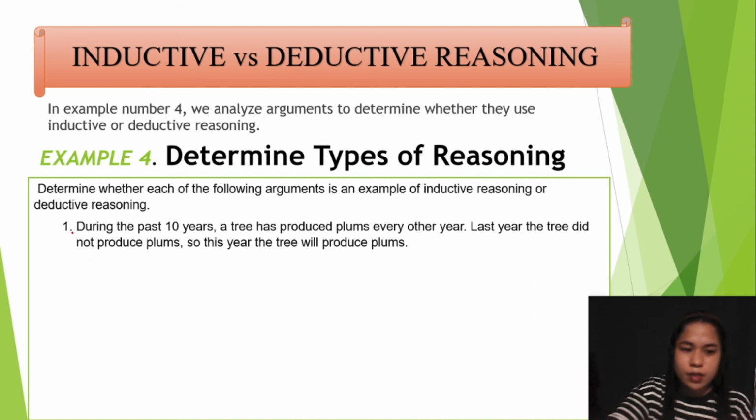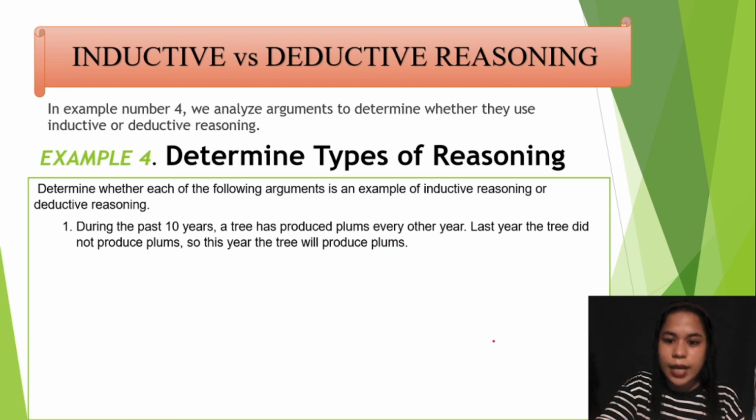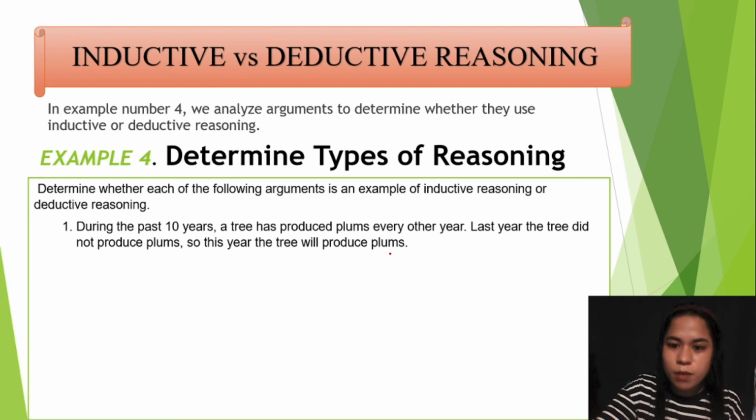Number 1, during the past 10 years, a tree has produced plums every other year. Last year, the tree did not produce plums. So this year, the tree will produce plums. So as you can see, meron siyang pattern. During the past 10 years daw, yung tree produced every other year. So last year, hindi nag-produce ng plum. So ibig sabihin, ngayong taon is magpo-produce.